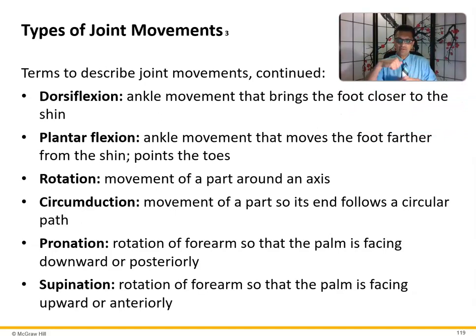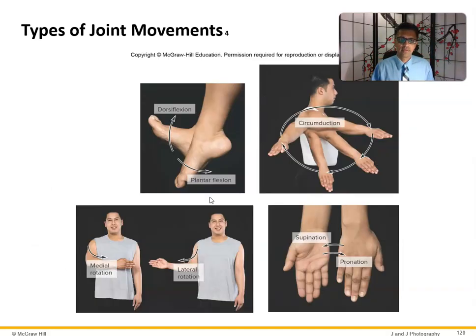Dorsiflexion happens at the ankle, so if you see my ankle, I'm bringing the ankle up. Plantar flexion is down, where I'm pointing my toes down. Rotation is, here's cervical rotation. Okay. Circumduction is I'm circumducting, going around, circular. Pronation and supination. If you were to look at my hands, if my palms are up, I'm supinating. I usually say, hey, sup, sup. And then pronation is palms down, pointing down. So here's dorsiflexion, there's plantar flexion, there's circumduction.